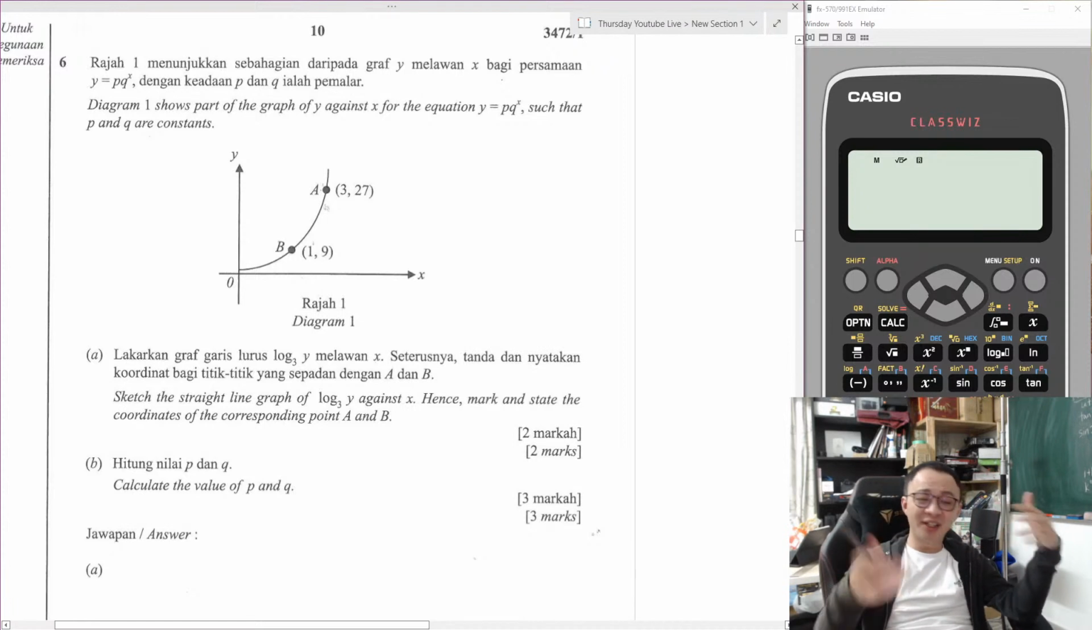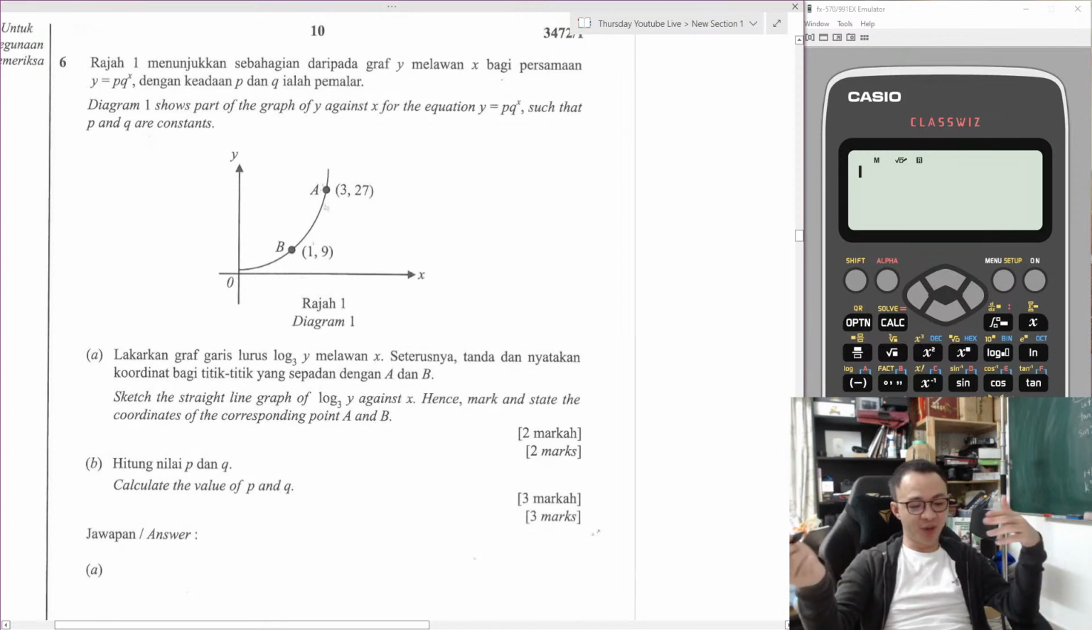Okay, let's have a look at this one. Okay, linear law. They give us one equation: y equals p multiply q power of x, such that p and q are constants. Sketch the straight line graph of log base 3 of y against x. Hence, mark and state the coordinates of the corresponding points A and B.